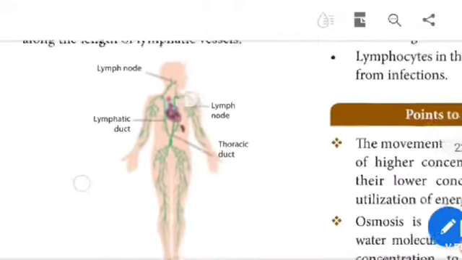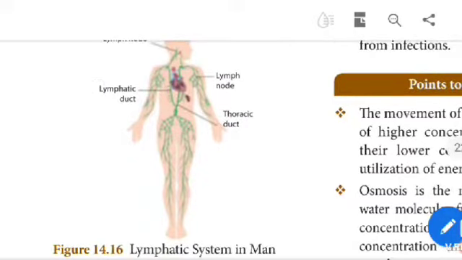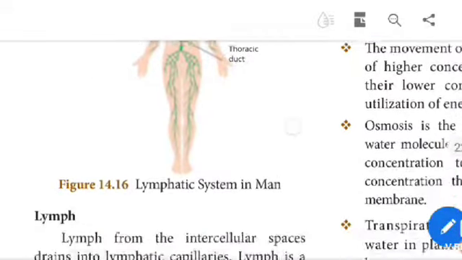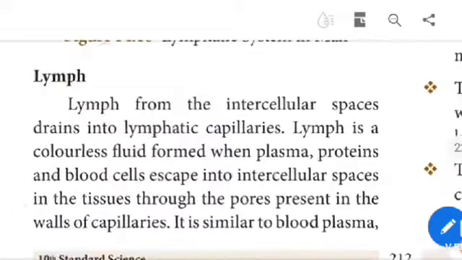See the lymph node, lymphatic ducts, and thoracic duct. Lymph from the intercellular space drains into lymphatic capillaries. Lymph is a colorless fluid formed when plasma protein and blood cells escape into the intercellular space in the tissue through the pores present in the wall of capillaries.